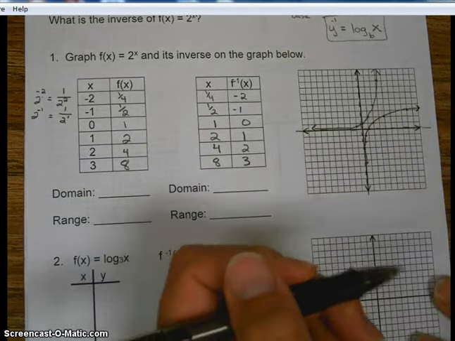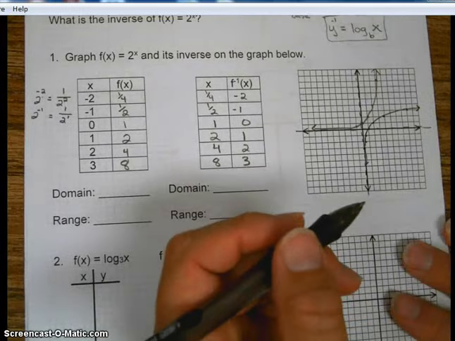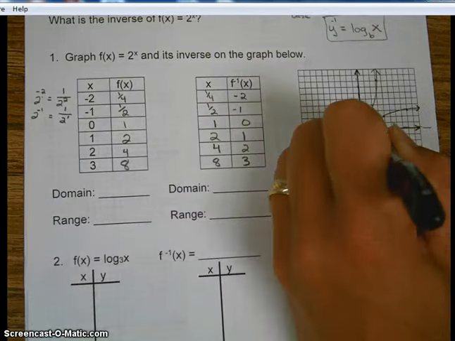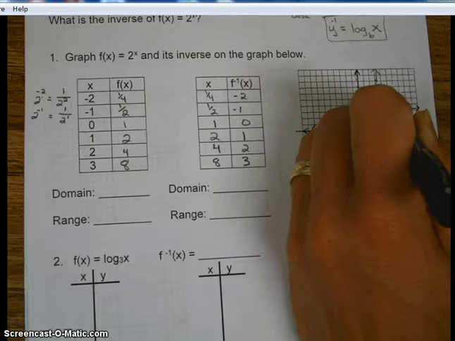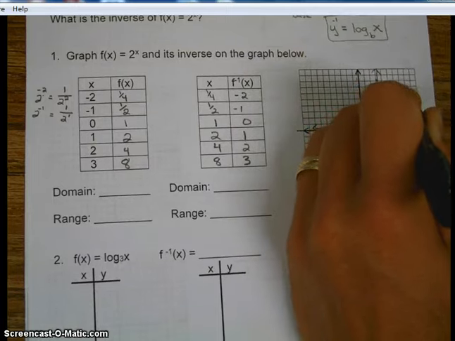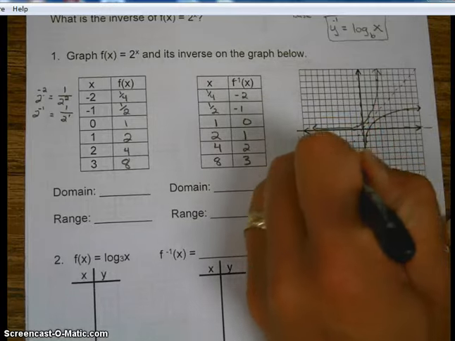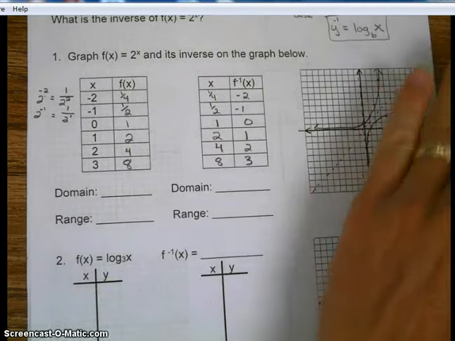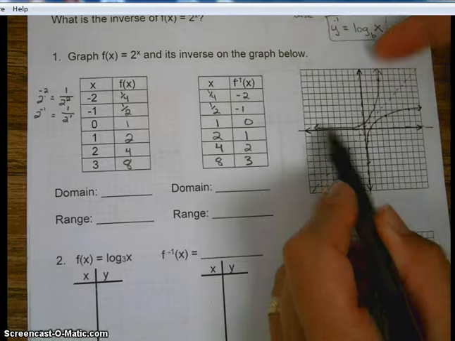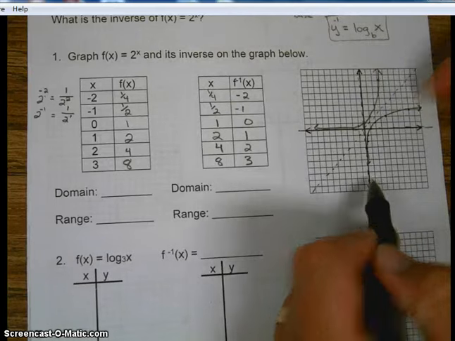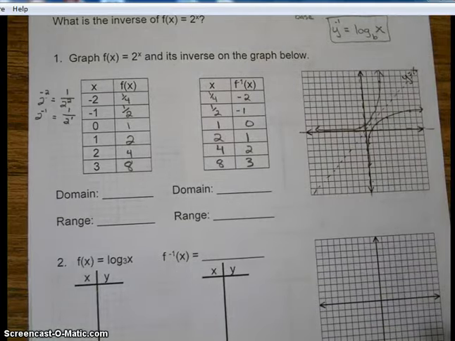Okay? Also notice that the line of symmetry is y equals x. And so if I drew in y equals x, notice how it splits it into two pieces. Y equals x. So this flips over y equals x. So if you flip a graph over y equals x, you get its inverse. That's their line of symmetry.